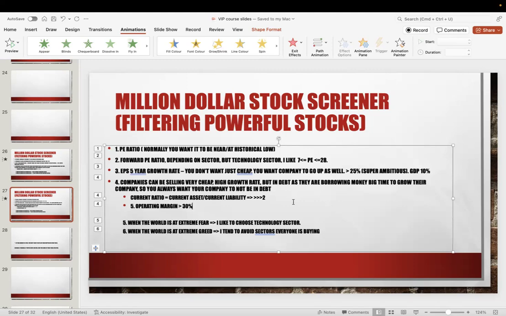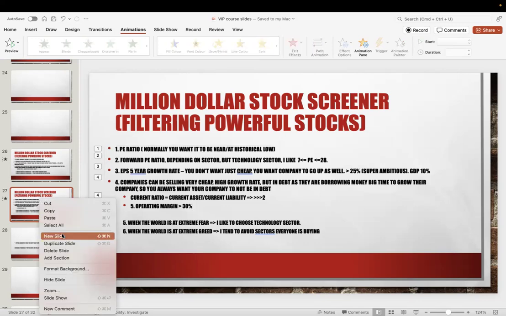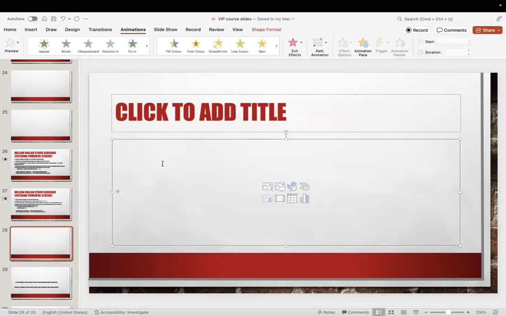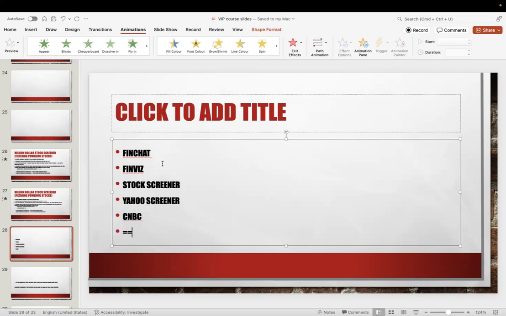And let's do some practical stuff. There are a lot of websites you can use. Some websites that I will recommend, just to help you a little bit, are FinChat, finviz.com, and Stock Screener. If you type Stock Screener in Google, they will give it to you. Yahoo Screener is nice. There are many screeners and they keep changing. CNBC screener. And the last one is Chartmail.